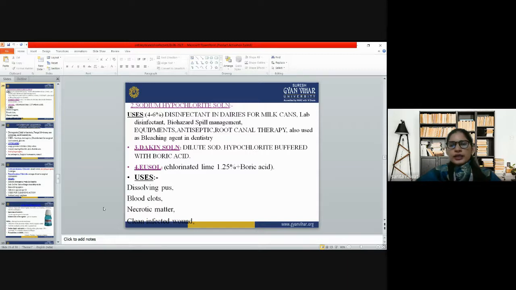Then the diluted solution, hypochlorite buffered with boric acid, is used as chlorinated lime 1.25% plus boric acid. It is used to clean things, dissolve pus, blood clots and necrotic matter, and clean infected wounds. So there are lots of uses.